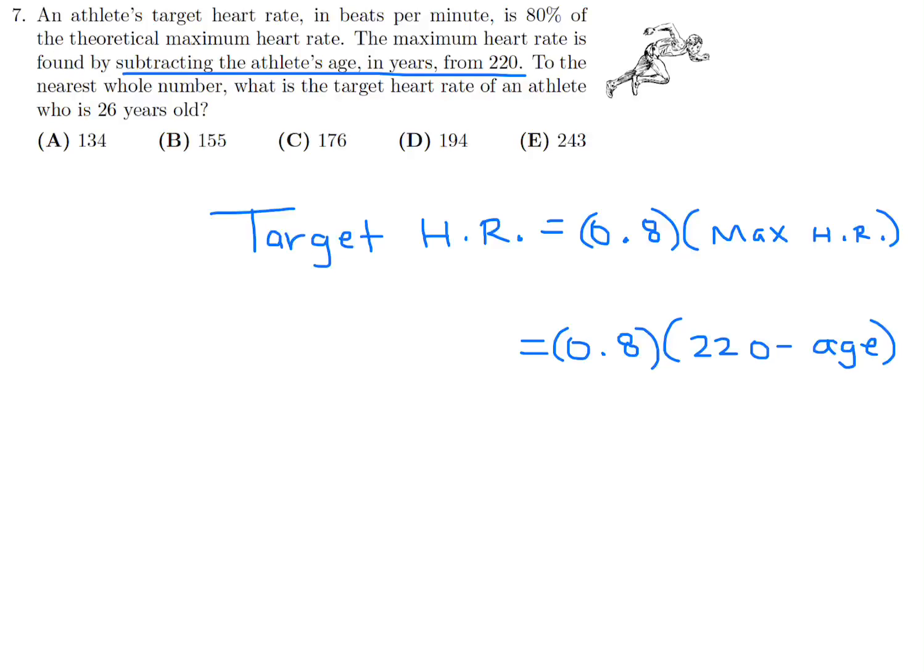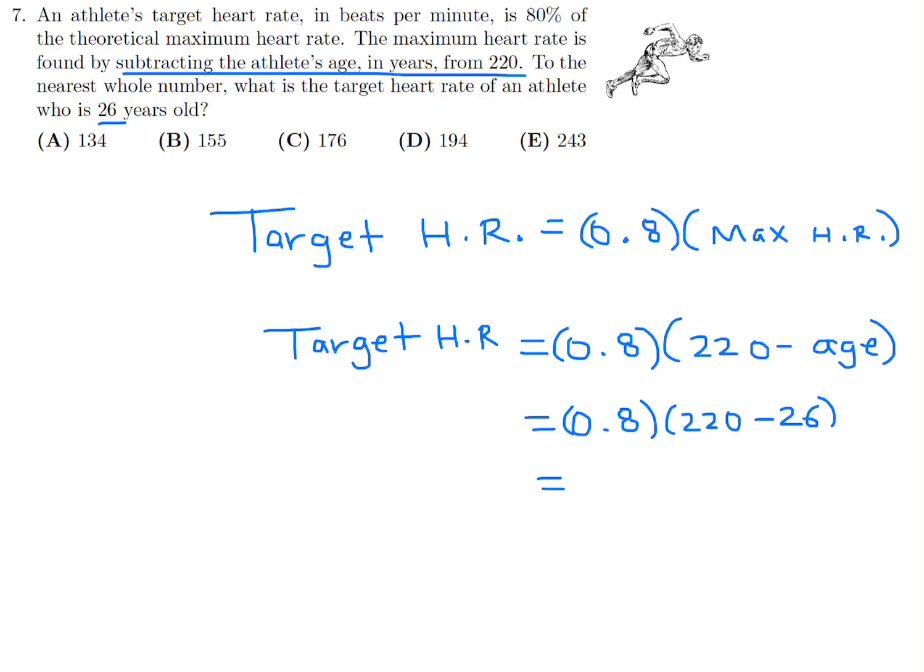So there you go. That is the more complete version of that formula. All right. Now they want you to figure out target heart rate for someone who's 26. So you plug 26 into this formula, and you get 220 minus 26, like that. So this gives me 0.8 times 194, I believe. And don't make that mistake. So 0.8 times 194 is 155. So number 7, the answer is B.